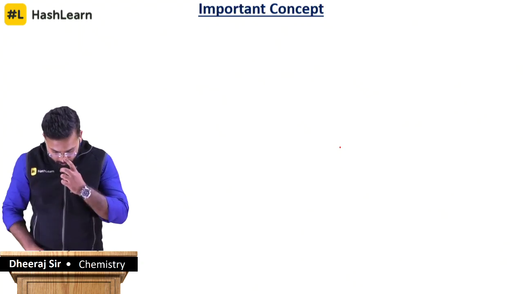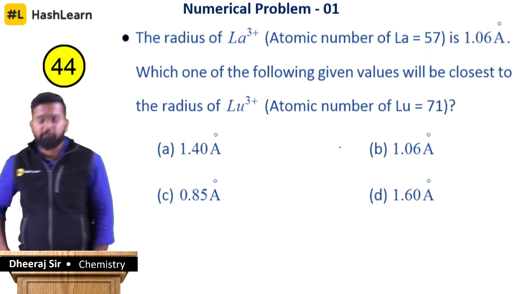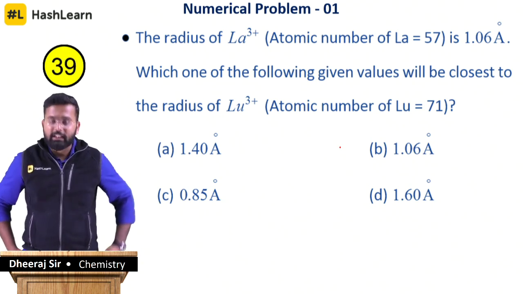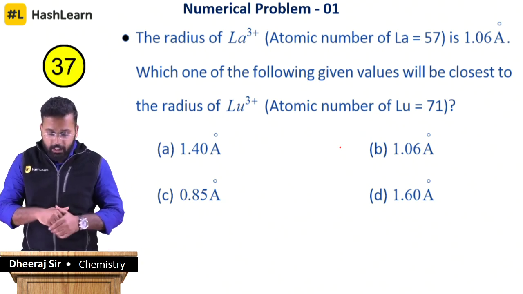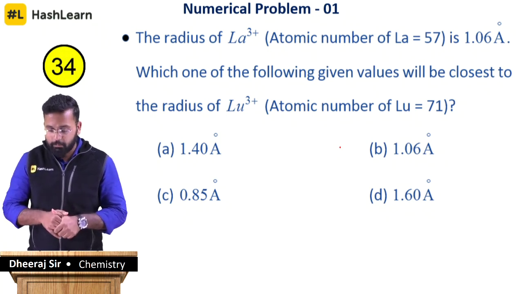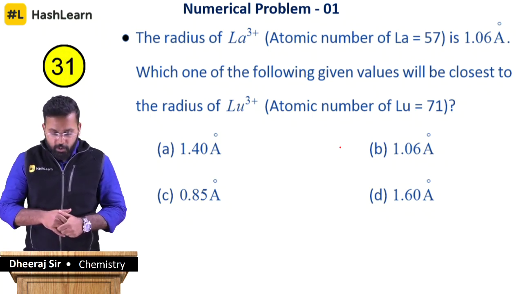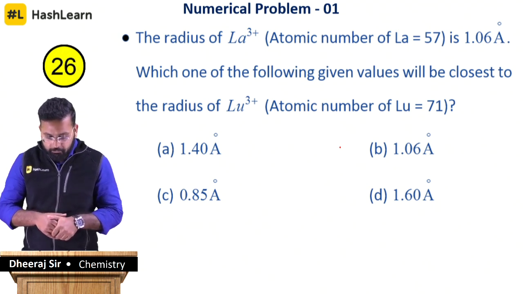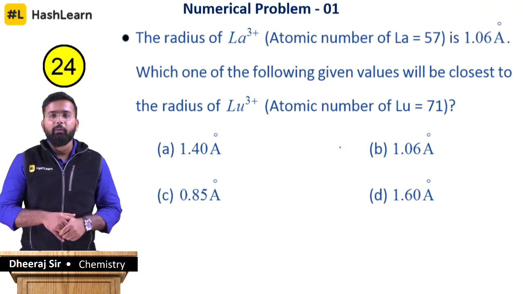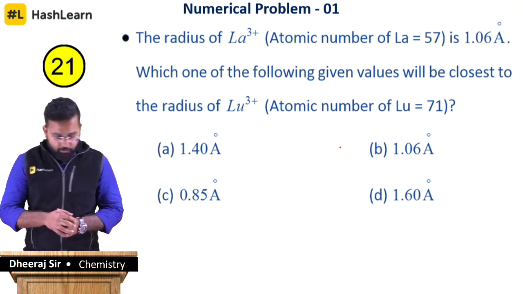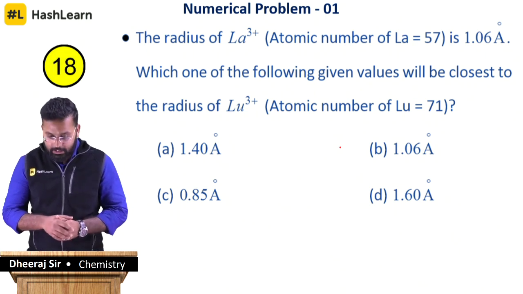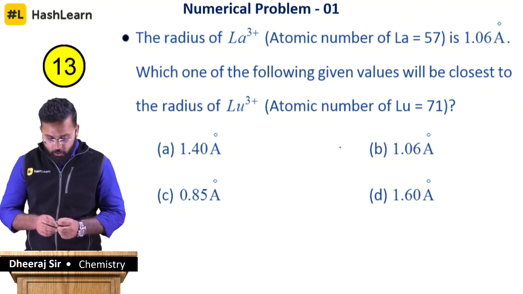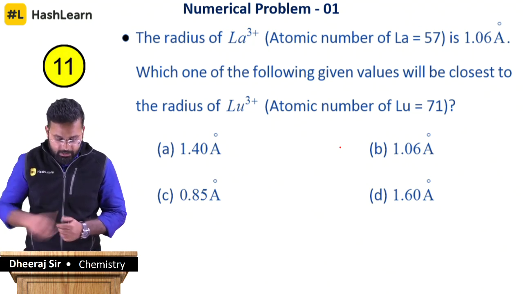Moving ahead, the next slide you will see is the first question for the day. Read the first question, guys. The radius of La3+, La stands for lanthanum, whose atomic number is 57, is 1.06 angstrom. Which one of the following given values will be closest to the radius of lutetium, whose atomic number is 71? You have 1.4 angstrom, 1.06 angstrom, same as that of lanthanum, 0.85 angstrom, and 1.6 angstrom.